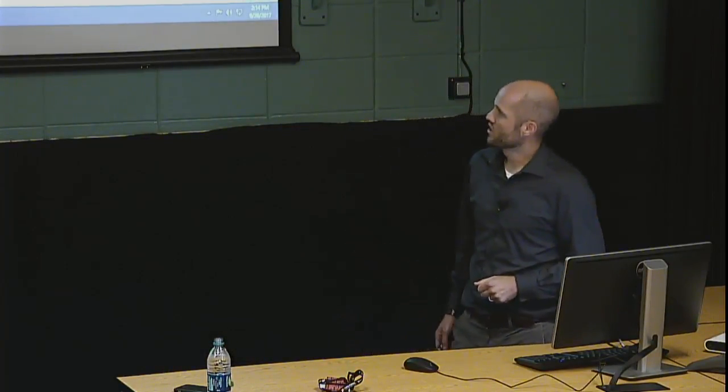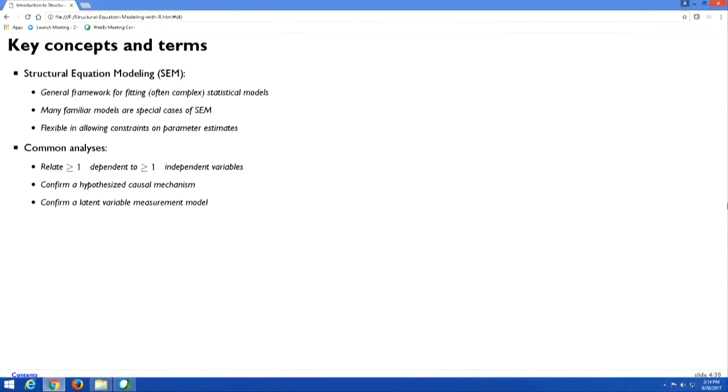And so some common analyses that are popular to do in the SEM framework. The first bullet is just to show you how general of a framework this is. And so one description of SEM is it's a framework where you can relate one or more dependent variables to one or more independent variables. And you can't get more general than that when you're talking about statistical modeling.